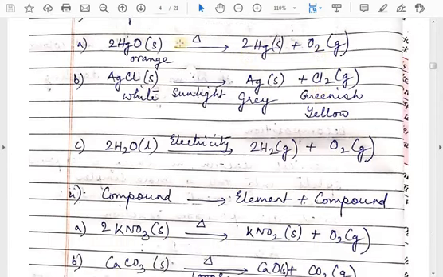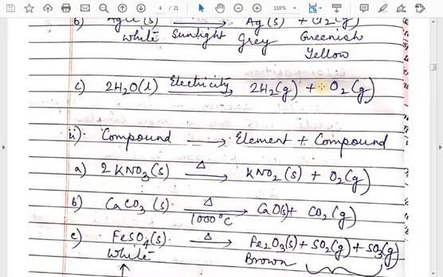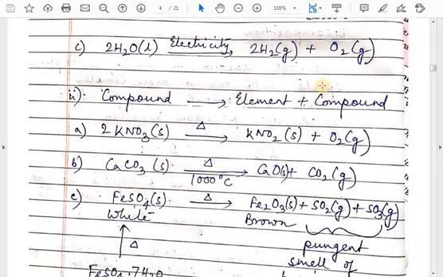Now you know this delta sign, or small triangle, represents heat. When silver chloride, which is white in color, is exposed to sunlight, it gives grey-colored silver and greenish yellow chlorine gas. Third is very common, which you have learned several times, that is water. When electricity is passed through water, it decomposes into hydrogen gas and oxygen gas.